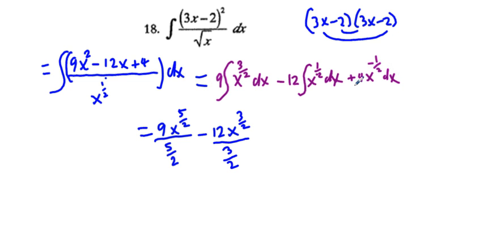And then we have this 4x to the negative 1 half power. So I'm going to say plus 4, and negative 1 half plus 1 is going to be 4x to the 1 half power. And we're going to divide by 1 half. And we have our constant of integration c.